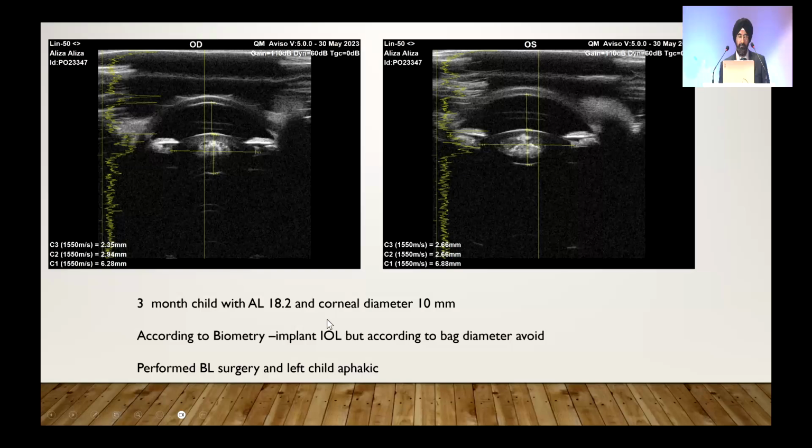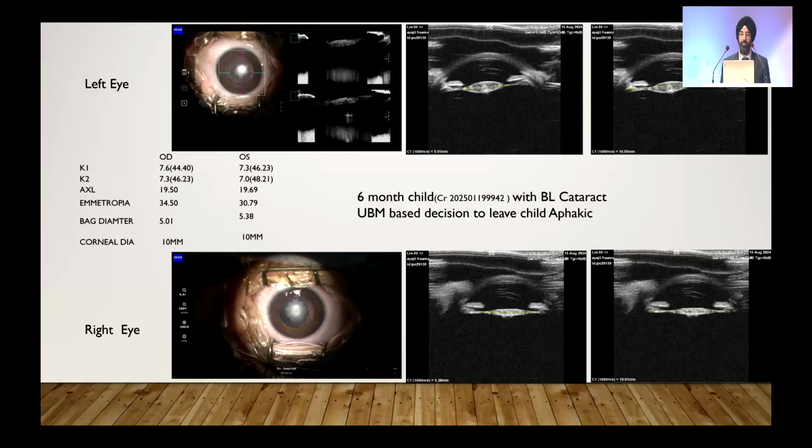If this had been just based on the biometric values, we would have gone in for implanting an IOL with a good 18.2 and a diameter of 10 millimeters. But when you did the UBM, you can see it's hardly 6.2 in both the eyes. So that's the size of the capsular bag. So in such a small bag, you really don't want to implant an IOL because it will lead to complications. You'll have to take out the IOL. So that is how imaging is helping us.